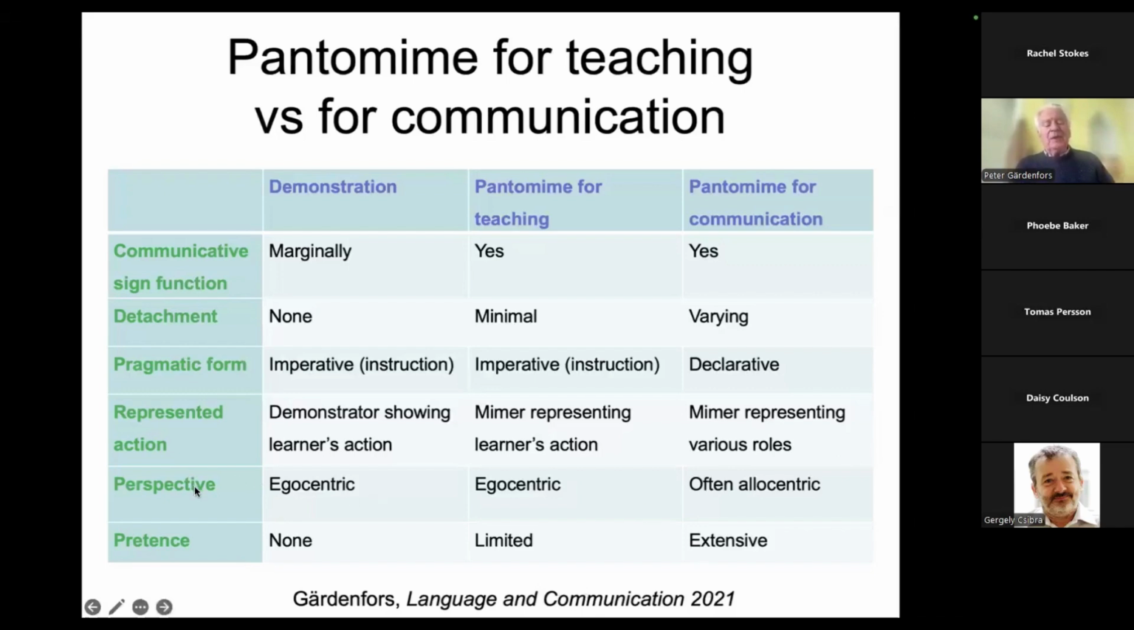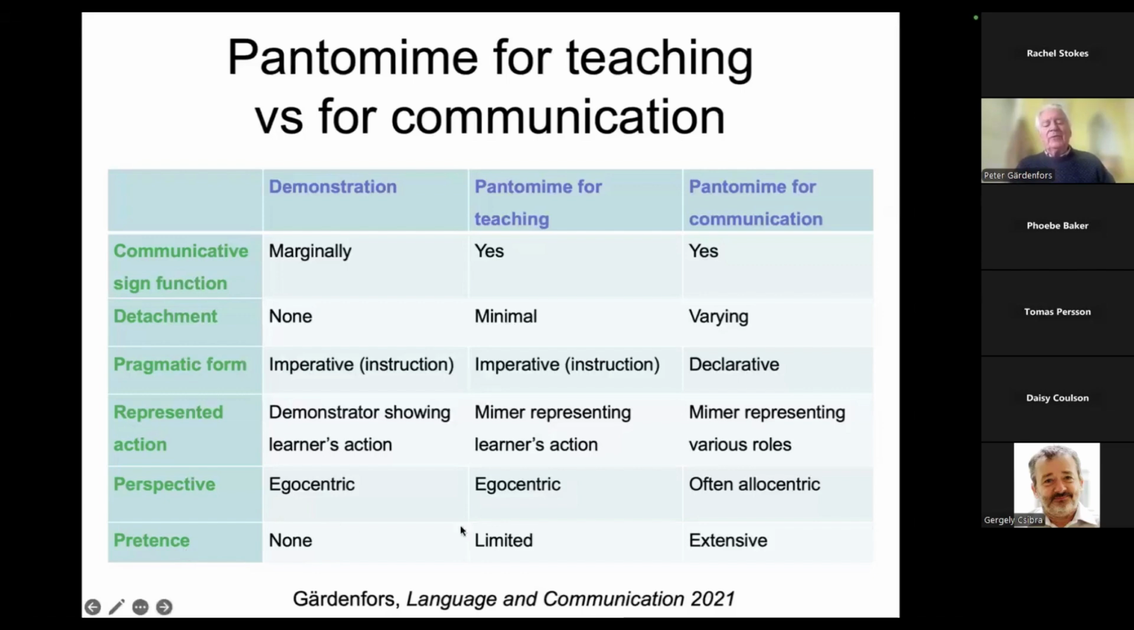Then perspective. You are doing the actions in demonstration. You are doing the actions in pantomime for teaching. But in pantomime for communication, you're very often telling about the actions of others. You take the perspective of other individuals. And in this, I talked about pretense earlier.